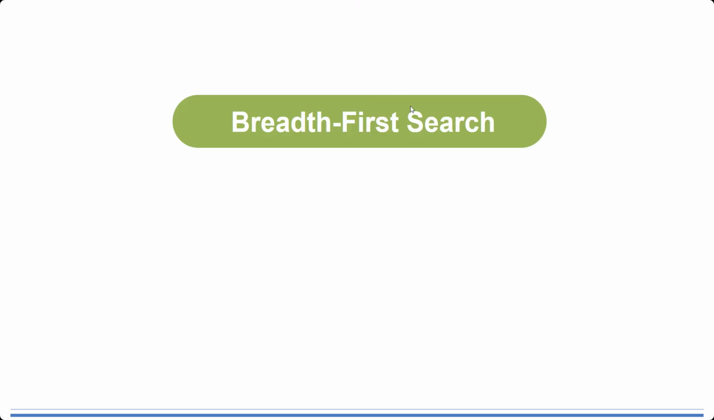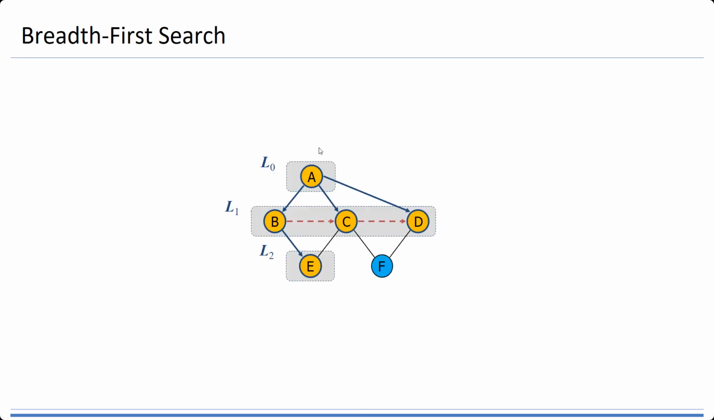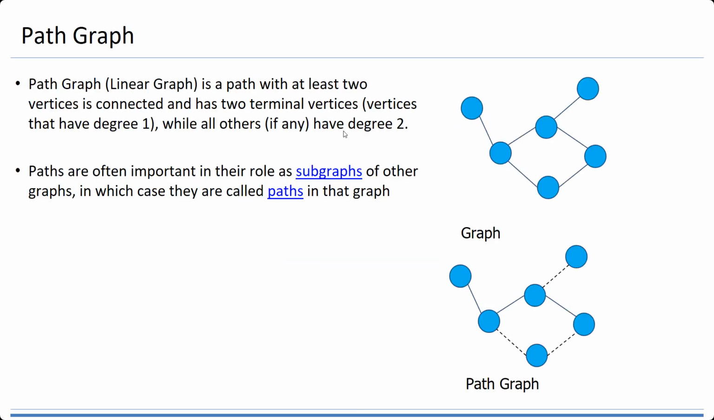Today I will explain about breadth first search. This is another variant of the graph algorithm. So in the graph, there are some other kind of concepts that we need to know. First is about path graph.